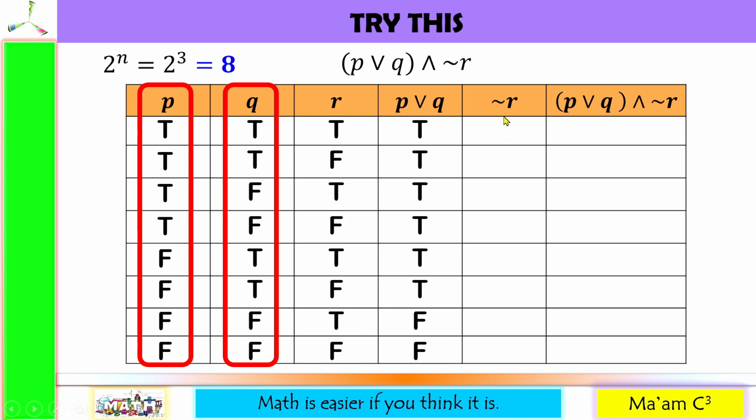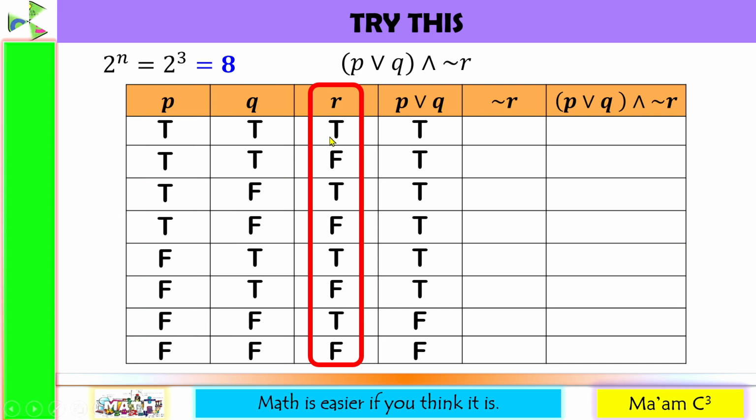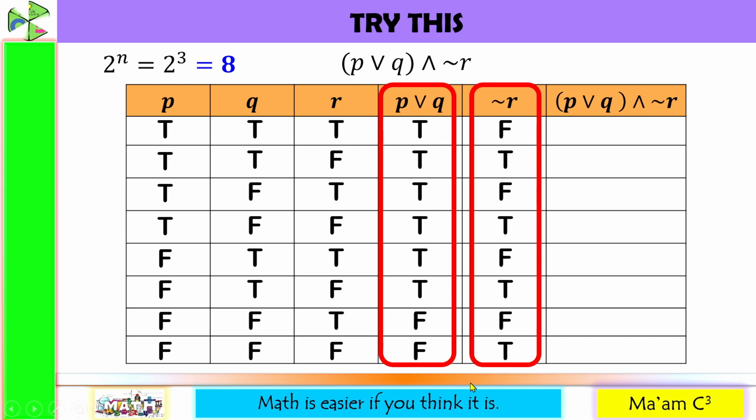Now, we have here not R. So we are going to focus our eyes this time on R. We're just going to negate it. So the negation of true is false. This is true. This is false. True, false, true, false, and this is true. Simply negate proposition R. And for the last column, we need to focus our eyes on P or Q and the not R, the last two columns that we determined.